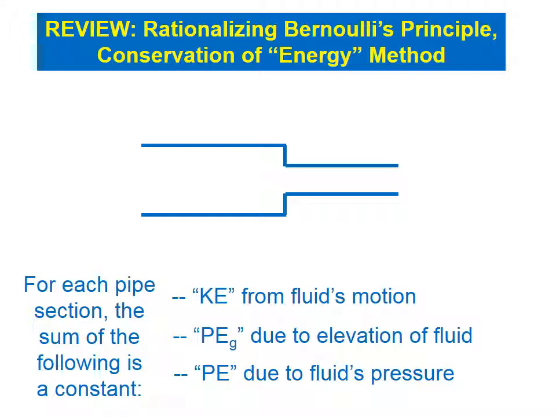Let's review how we rationalize Bernoulli's principle using the conservation of energy method. We have here a pipe that has a variable cross-section, and we mentioned that whenever the cross-sectional area is large, the speed of the fluid must be low, and wherever the cross-sectional area is small, the speed must be high. And that's due to the continuity equation, which I've shown right there.